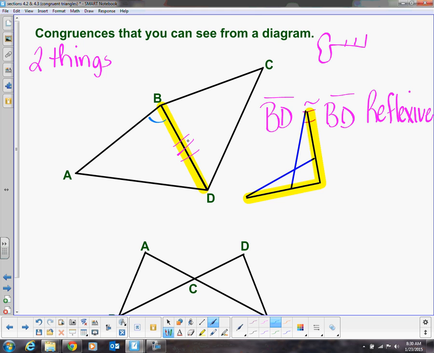But BD is in both. What's the other thing you can tell? We can't. You said it's two things. I said if I draw this picture. Okay, two things. There's only one thing in this diagram. So basically, if they share a side, you can pick that off a diagram.